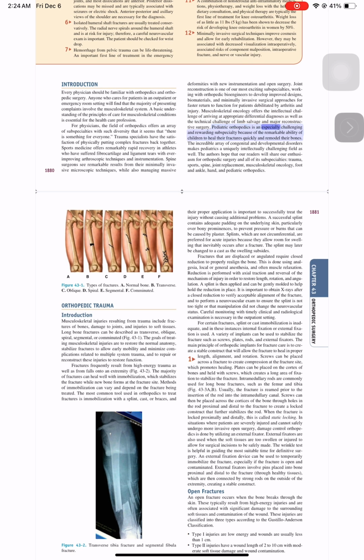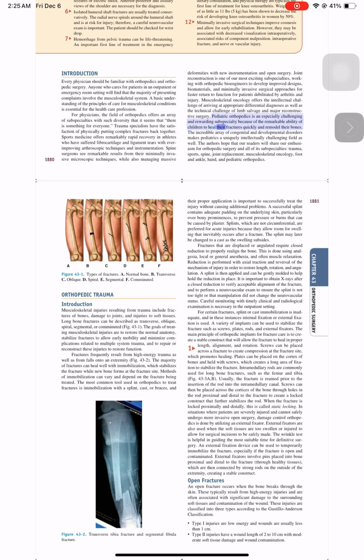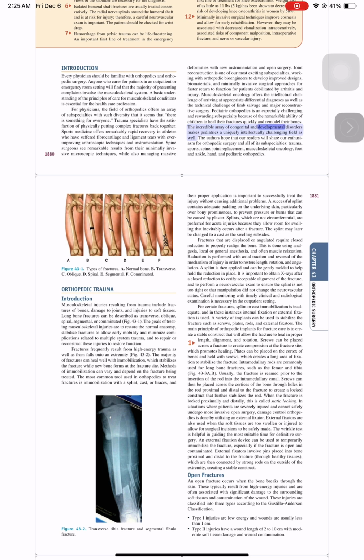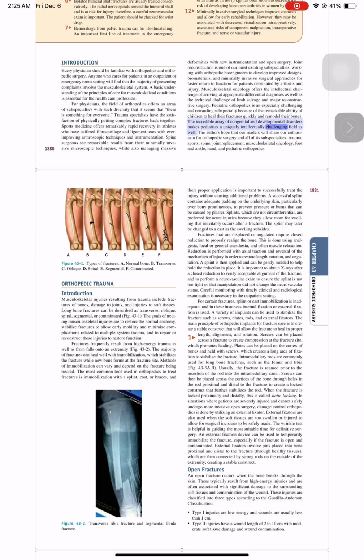Pediatric orthopedics is an especially challenging and rewarding subspecialty because of the remarkable ability of children to heal their fractures quickly and remodel their bones. The incredible array of congenital and developmental disorders makes pediatrics a uniquely intellectually challenging field as well.